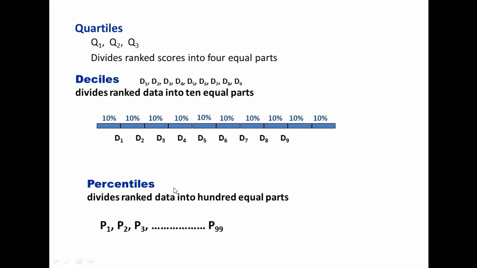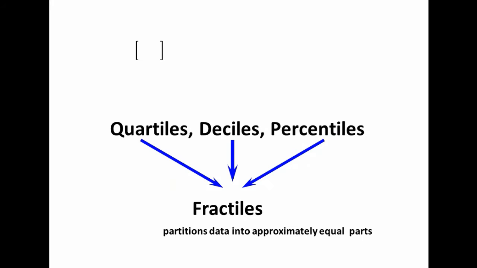These are the partition numbers which divide the data into equal parts. The numbers which divide the data into four equal parts are called quartiles. The numbers which divide the ranked data into 10 equal parts are called deciles. The numbers which divide the data into 100 equal parts are called percentiles. So in the coming slides I will tell you the procedure how to find these three quartiles, Q1, Q2 and Q3, which divide the ranked data into four equal parts, in grouped form and in ungrouped form, and deciles and percentiles.